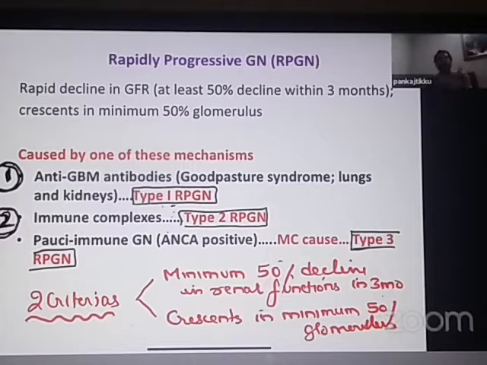This type of immune complex damage leads to which type of RPGN? It can lead to type 2 RPGN. So type 2 RPGN is an RPGN which occurs because of immune complex damage. An example of this is post-streptococcal glomerulonephritis, or even an RPGN which is caused secondary to membranoproliferative glomerulonephritis. So whenever membranoproliferative glomerulonephritis or post-streptococcal glomerulonephritis leads to RPGN, it leads to which type of RPGN? It leads to type 2 RPGN.